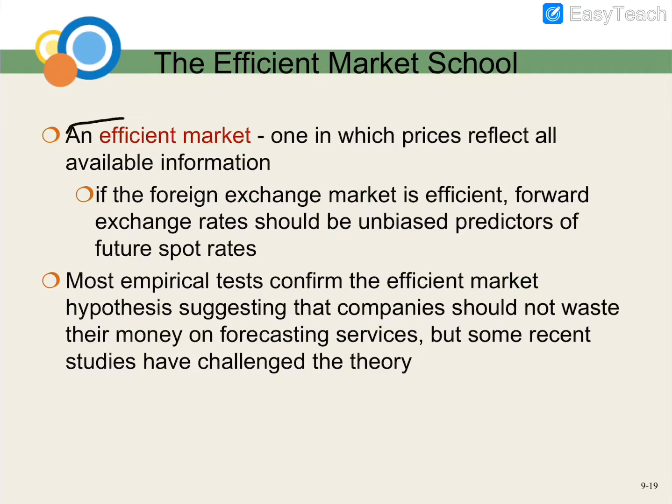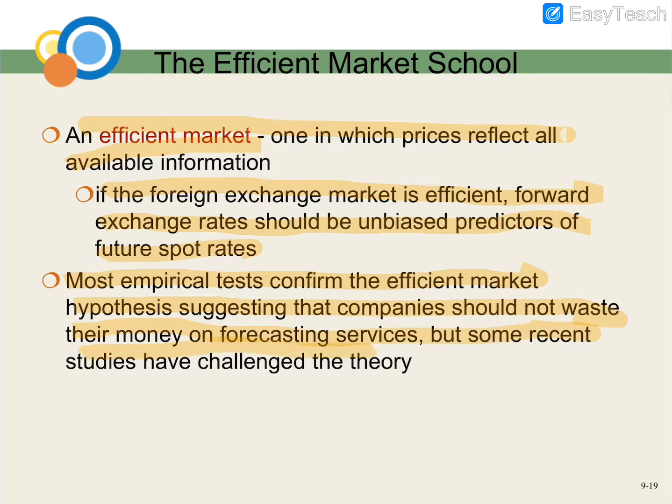Okay, next we go to the efficient market. An efficient market is one in which prices reflect all available information. If the foreign exchange market is efficient, forward exchange rates should be unbiased predictors of the future spot rates. Most empirical tests confirm the efficient market hypothesis, suggesting that companies should not waste their money on forecasting services, but some recent studies have challenged the theory.